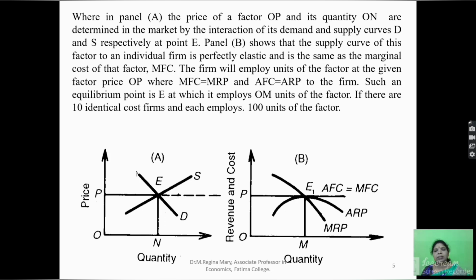Finally, general equilibrium refers to equilibrium of both the commodity and the factor market. Both the markets, commodity market and factor market, attain equilibrium simultaneously.